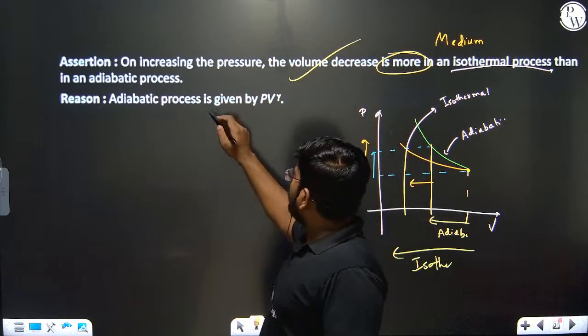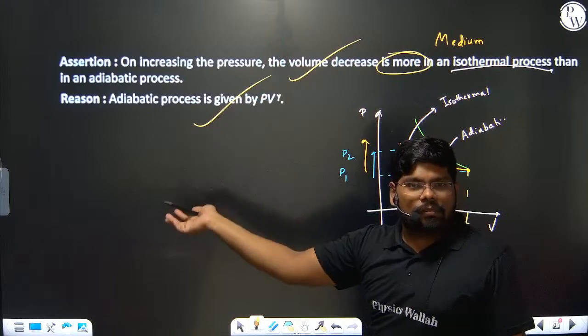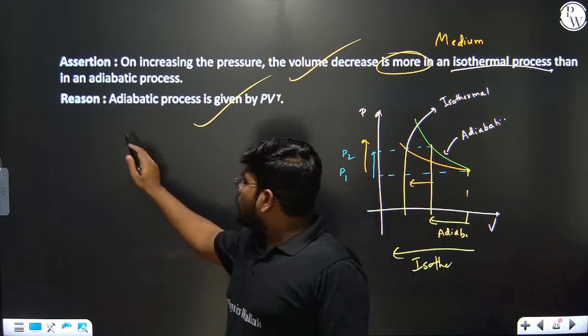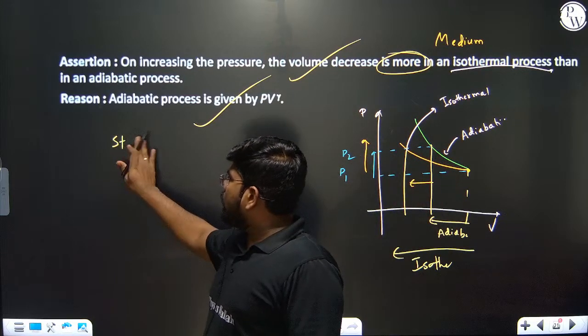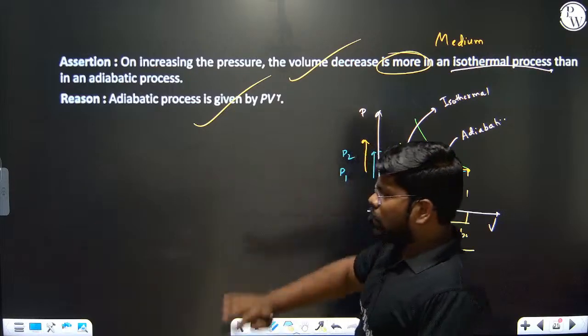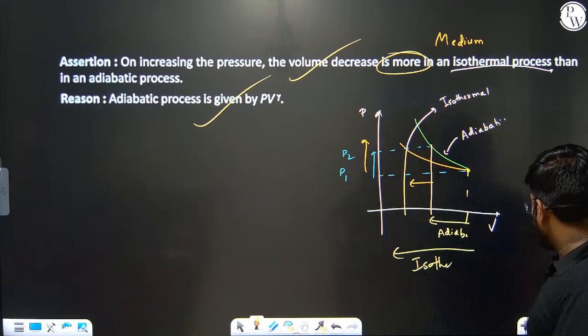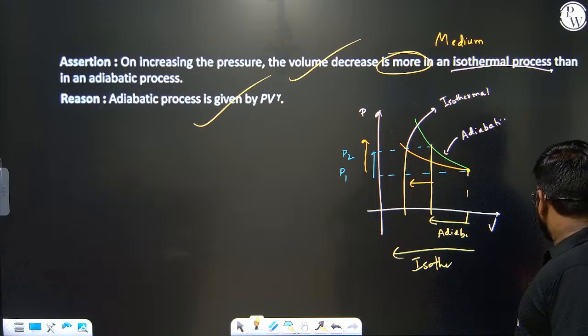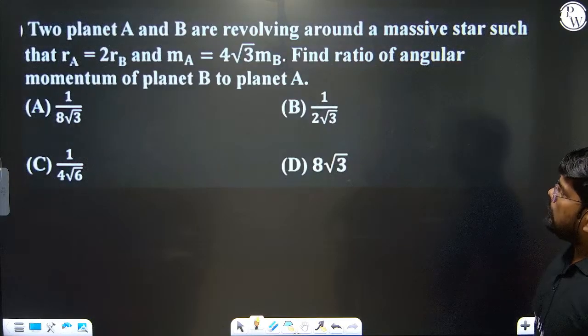And the adiabatic process is given by PV to the power gamma. This is also a correct statement. Both are correct statements. So what should we be picking? Statement 1 and the assertion reason are both correct, but there is no explanation here. I think that's what must be the option given here. Again, an easy kind of question.